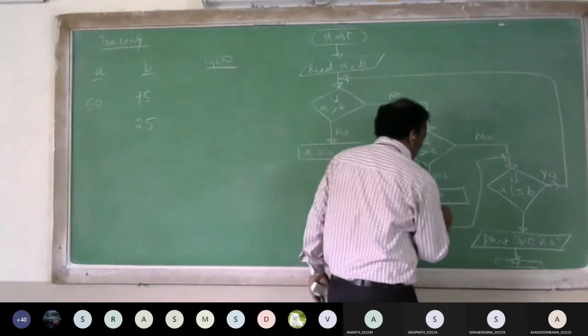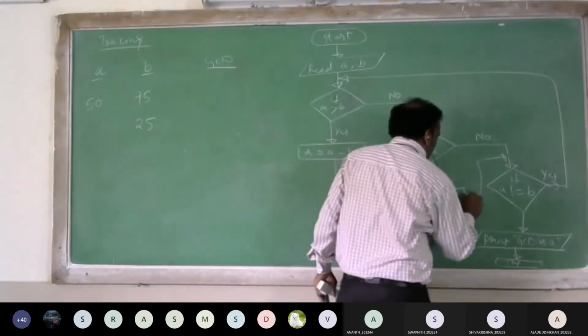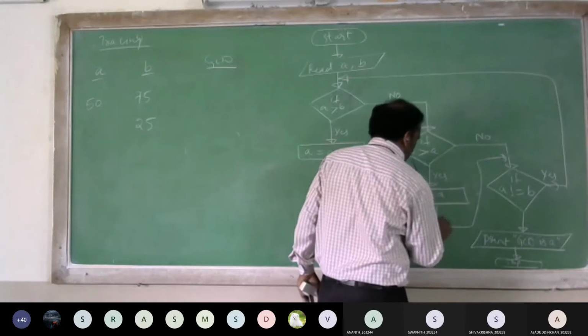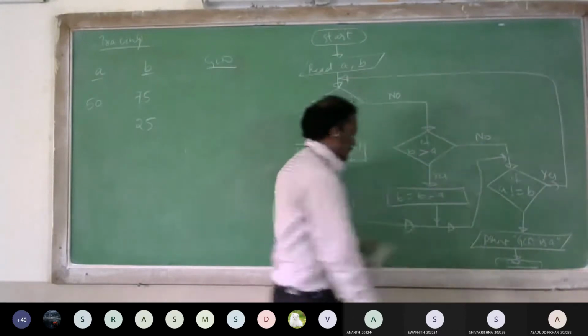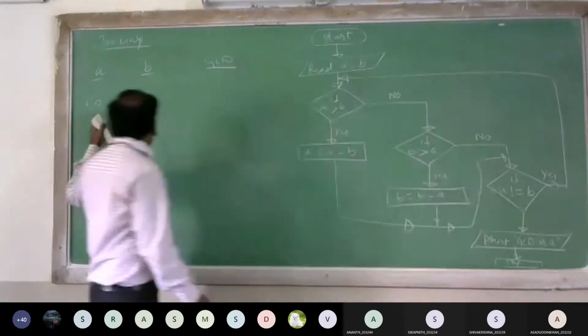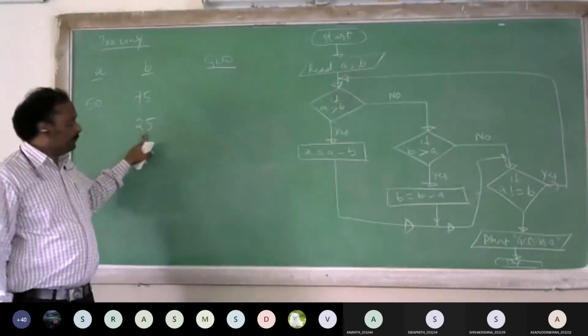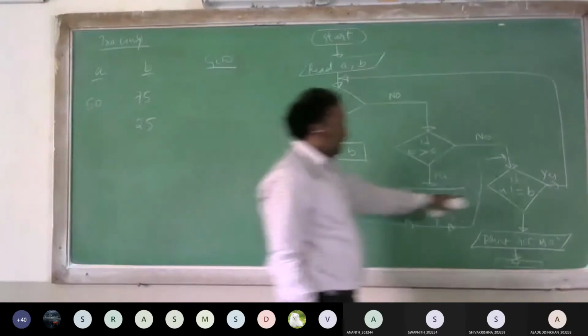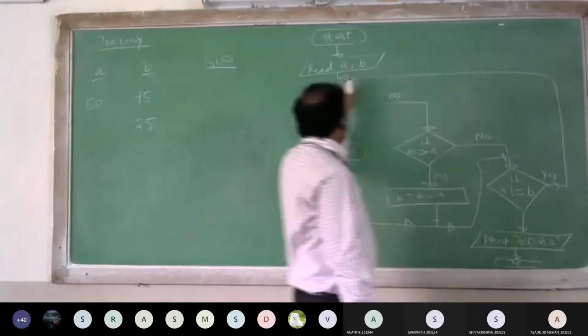So you have to write this arrow. Either you can write like this or you can write like this. You can connect like this. It is going like this. A not equal to B. Check for 50 is not equal to 25. Yes. Yes means come here.